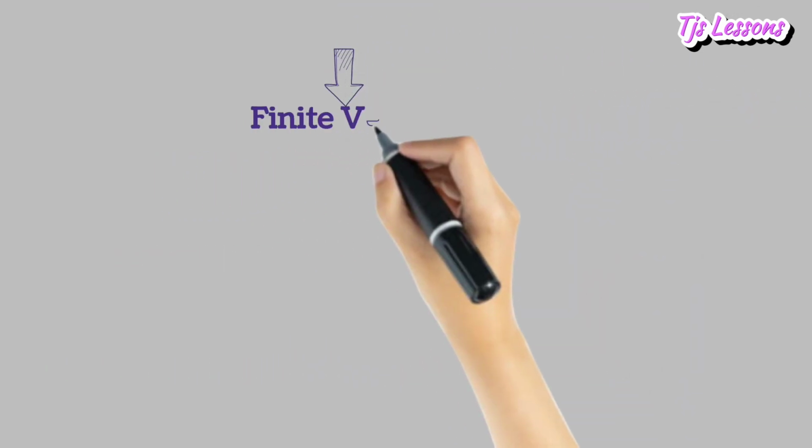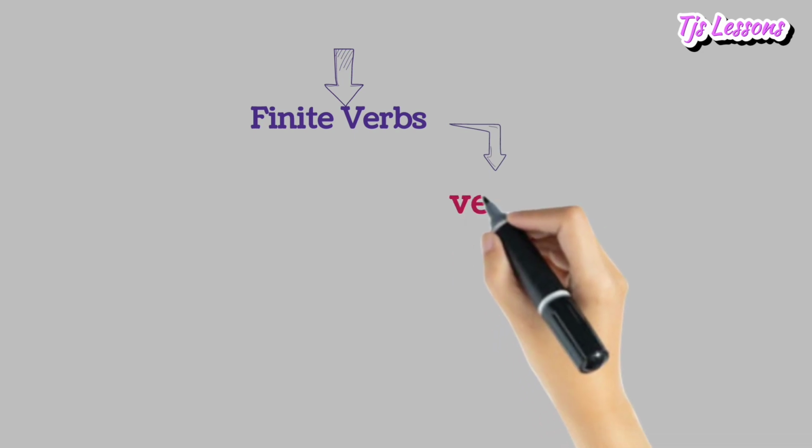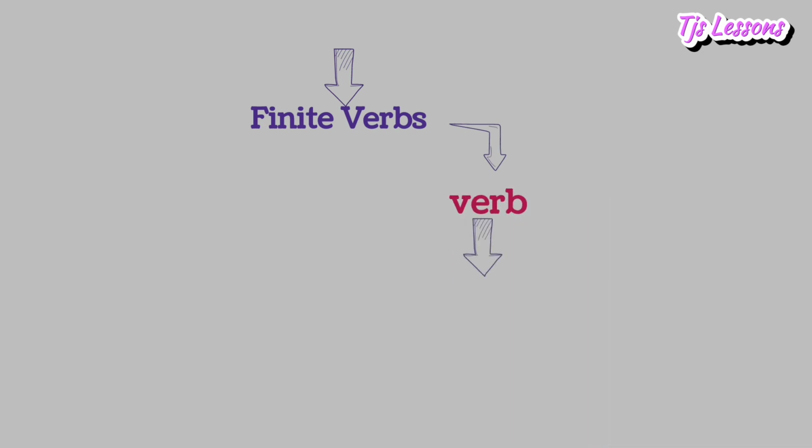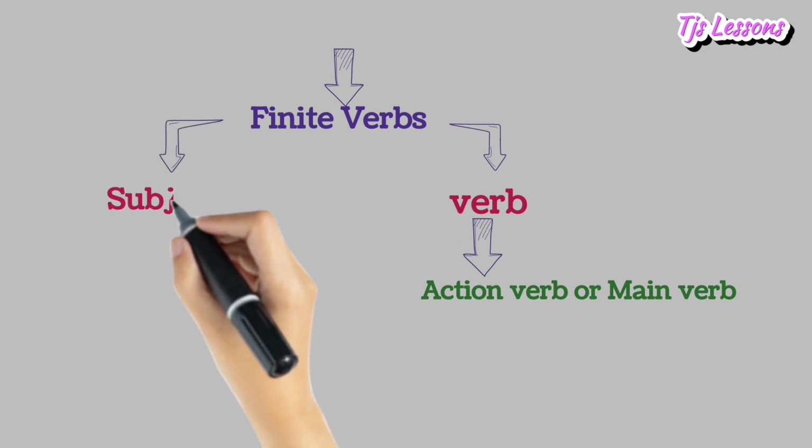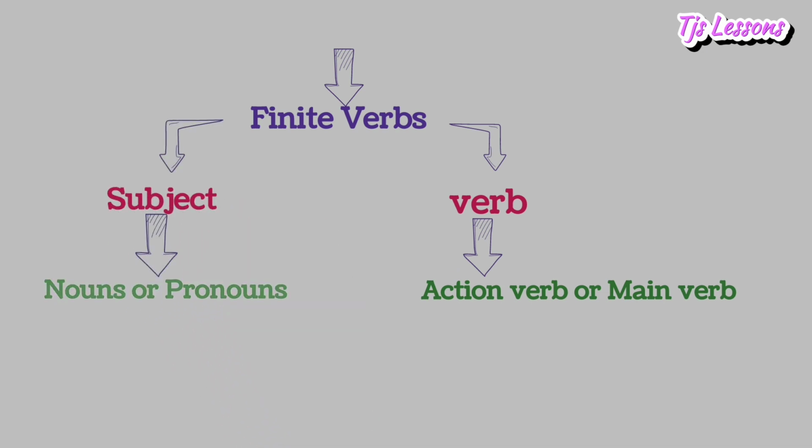Remember, finite verbs act as the main verbs in a sentence, expressing the action or state of the subject. Remember that the subjects in finite verbs can be singular and plural. We will explore the subject-verb agreement in detail as well in this video. Keep this flowchart in mind while practicing the finite verbs.